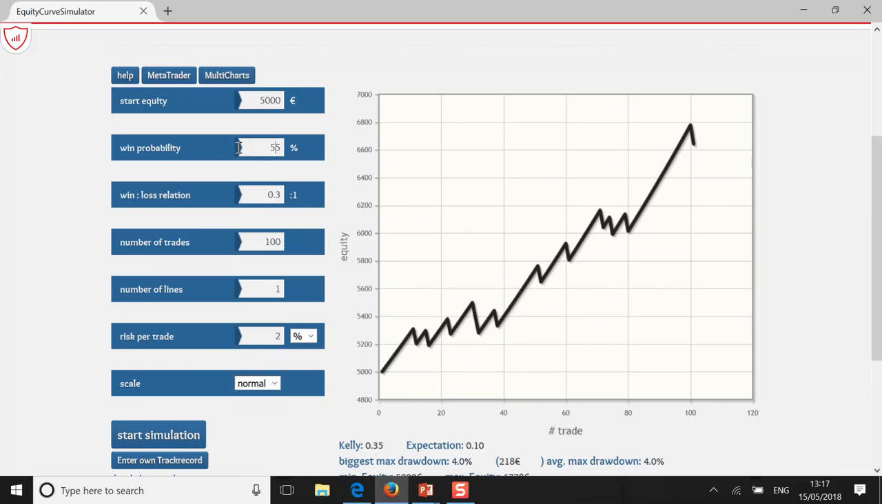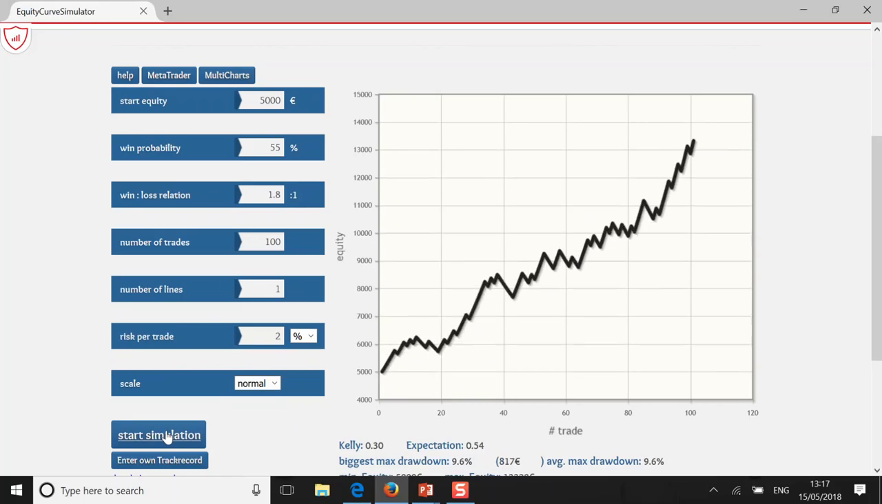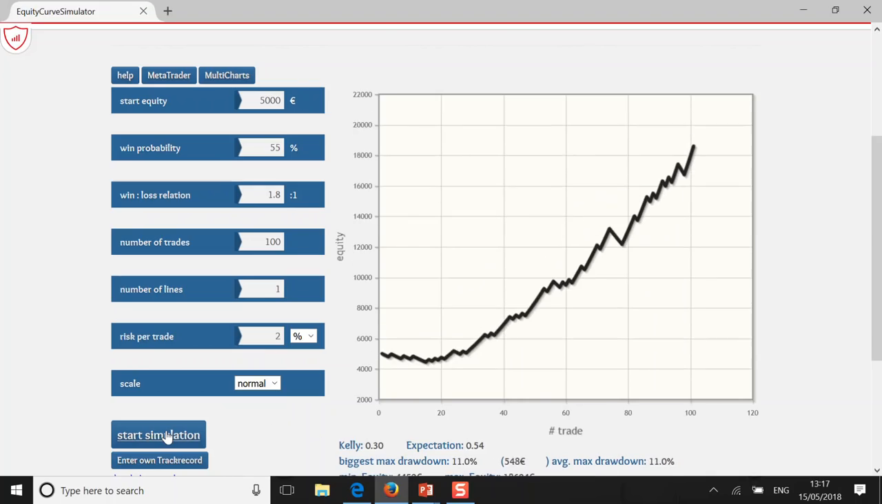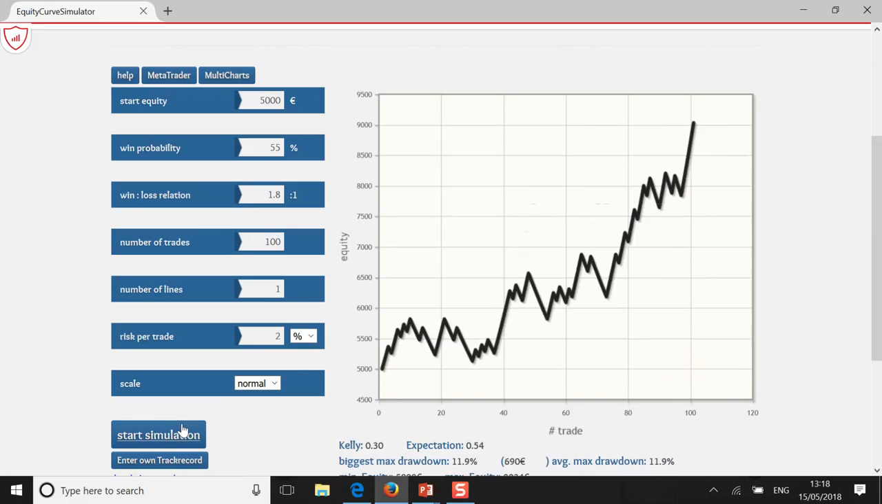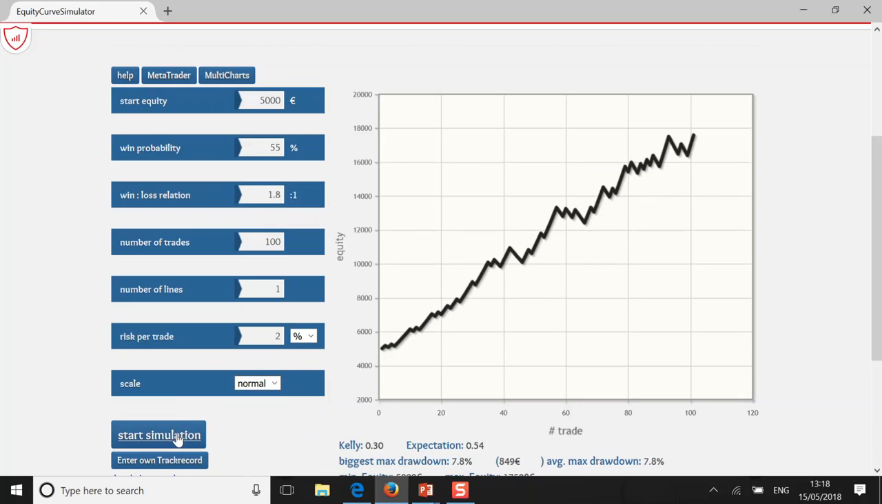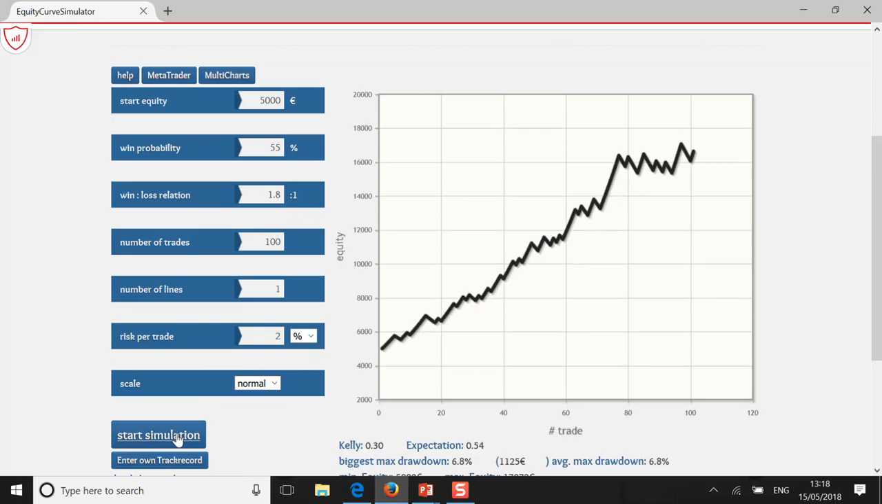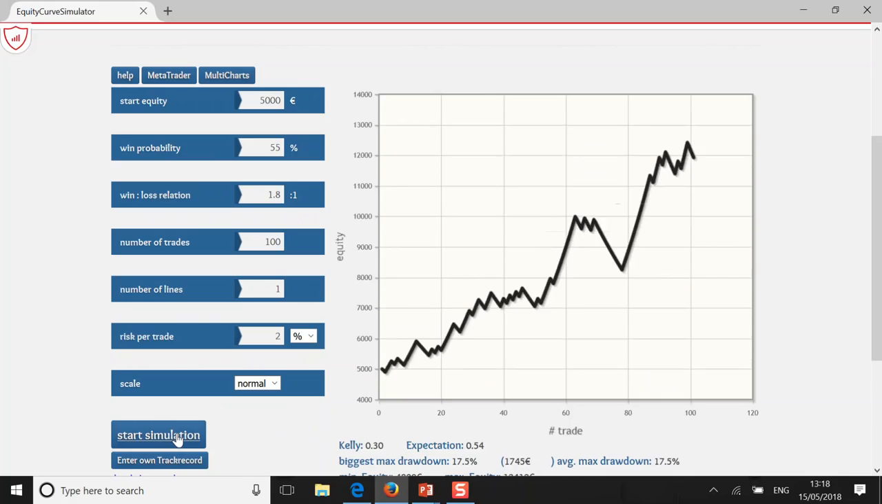If I change it to 55% and I change the reward to risk to 1.8 to 1, which is what my target is. Here we go. And again, I'm glad I'm able to do these live demonstrations, because it just shows you that I wasn't cherry picking last week. Nearly most of these simulations are showing you that it's a consistent upsloping equity curve.